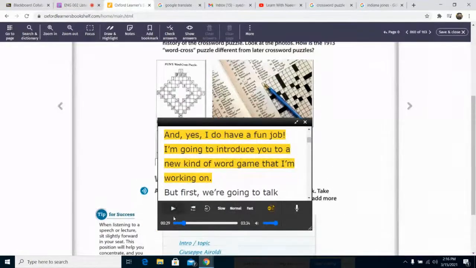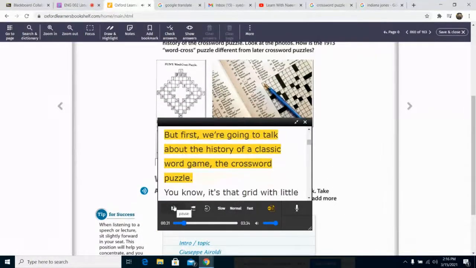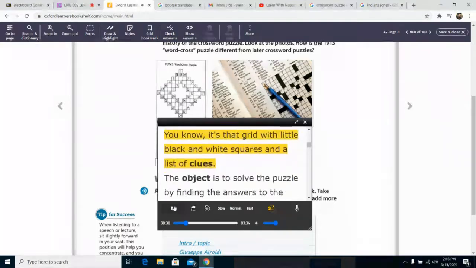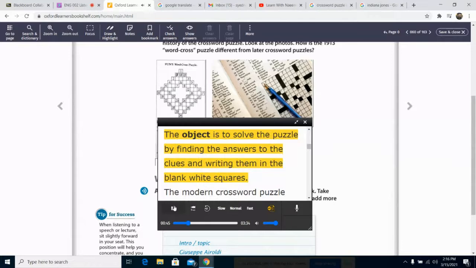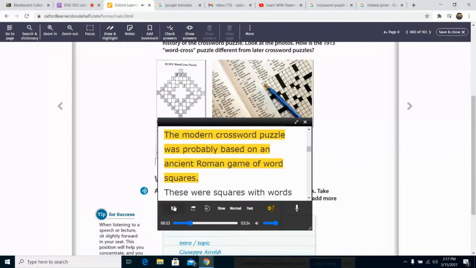Now listen more. But first, we're going to talk about the history of a classic word game, the crossword puzzle. History? Something old, something from old time. Tariq in Arabic, okay? You know, it's that grid with little black and white squares and a list of clues. The object is to solve the puzzle by finding the answers to the clues and writing them in the blank white squares. The modern crossword puzzle was probably based on an ancient Roman game of word squares.